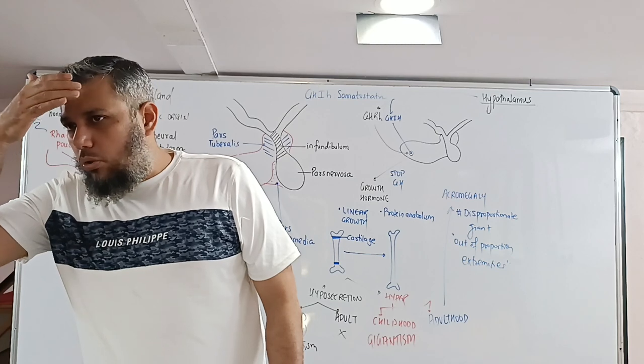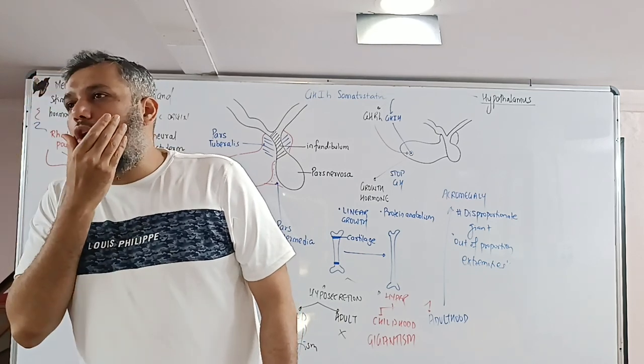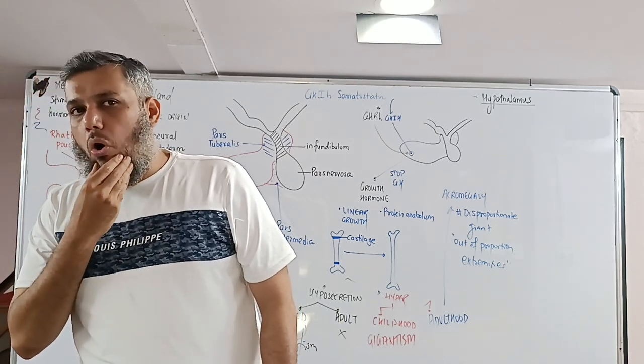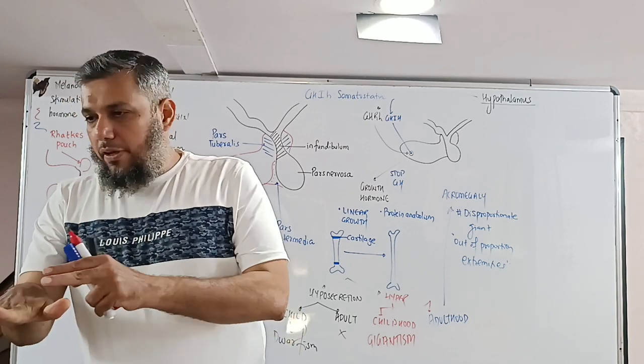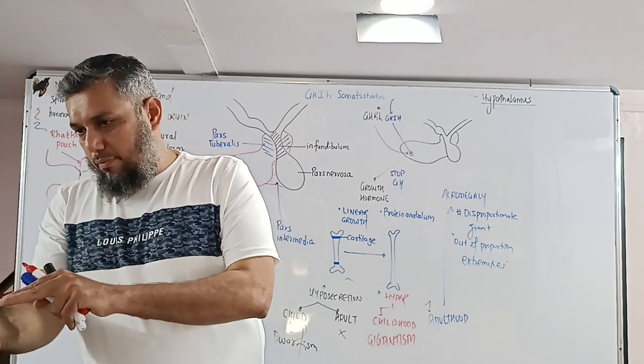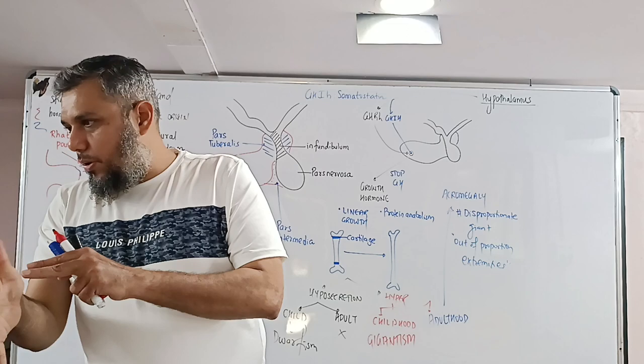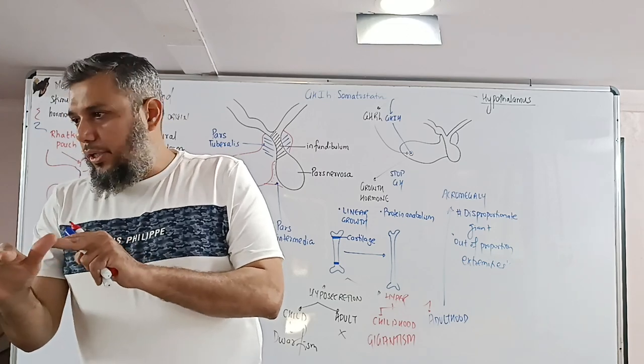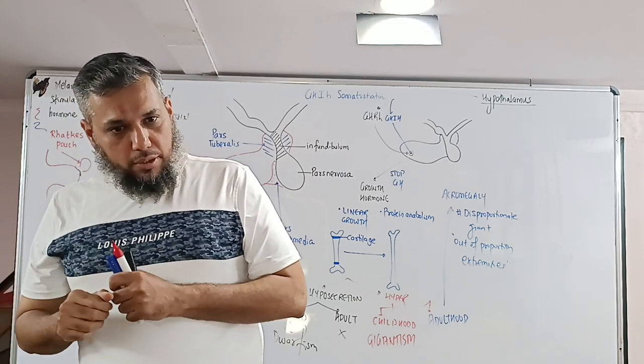your forehead will come out. Your jaws will become elongated, prognathic jaw. Okay? Fingers will become, the bones of the fingers will come out. Extremities become disproportionate. Meaning they become irregular.